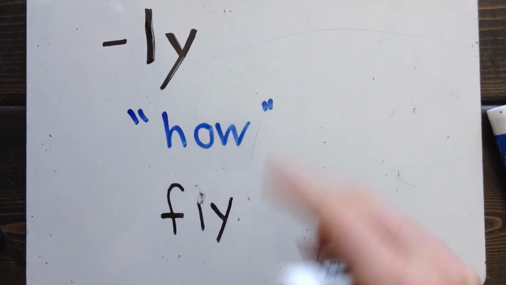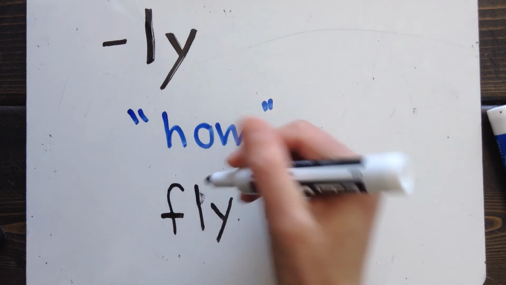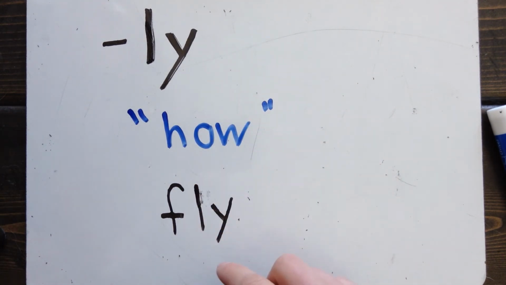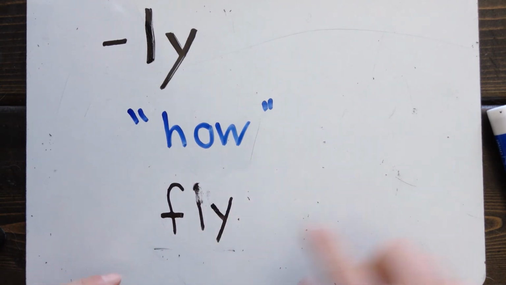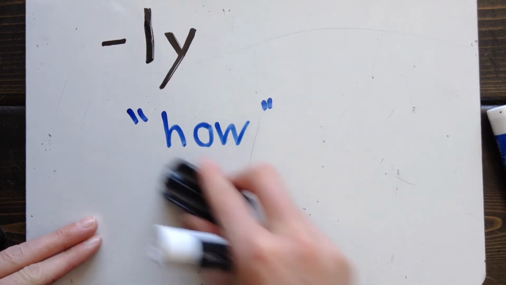Ly is not always a suffix, and that's the case with many of these examples. It's only a suffix if it's attached to a root word and changes the meaning. You can test it by getting rid of it. Does what you have left mean anything? No. So in this case, the ly would not be a suffix.